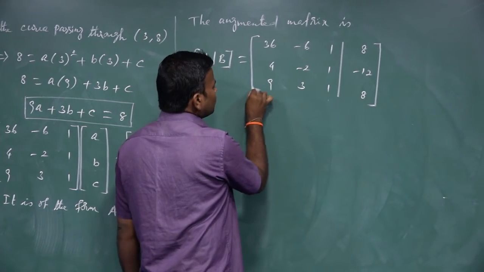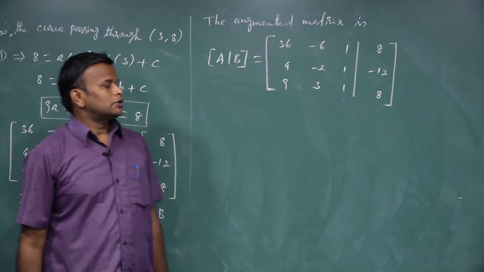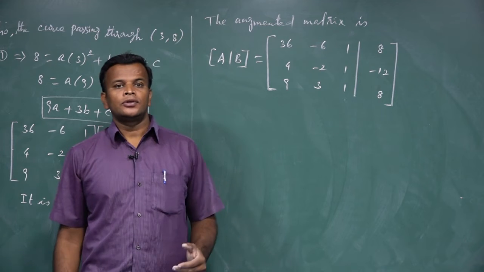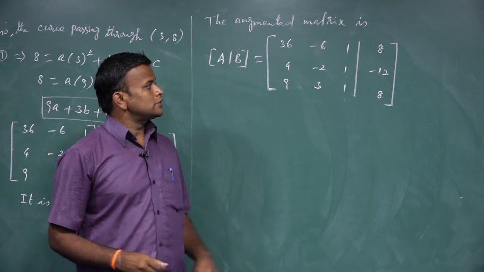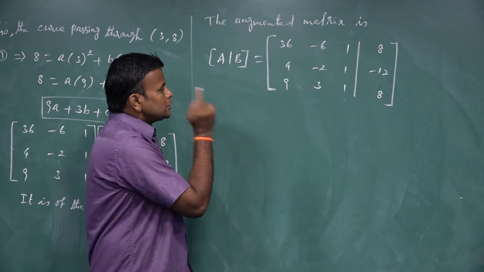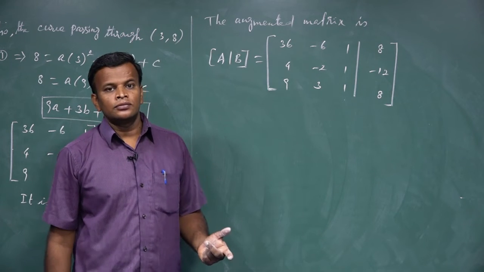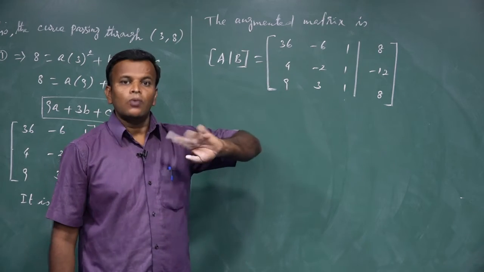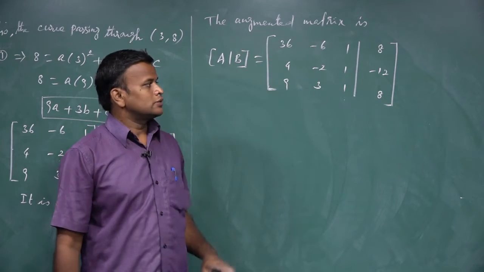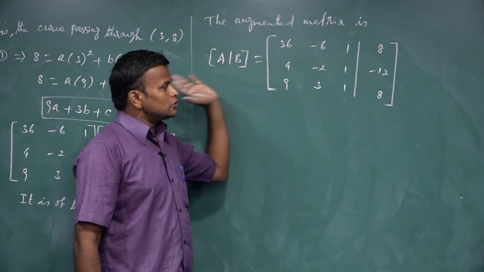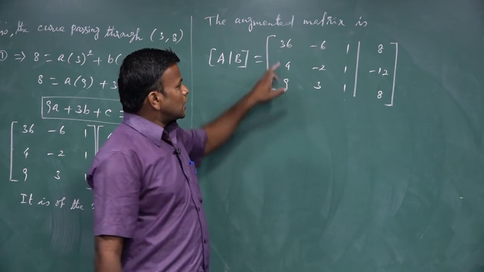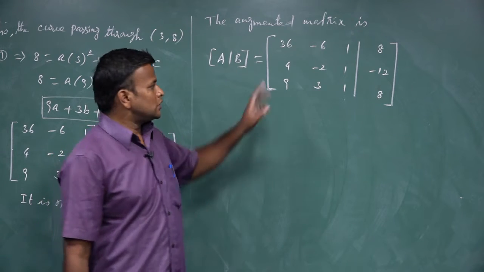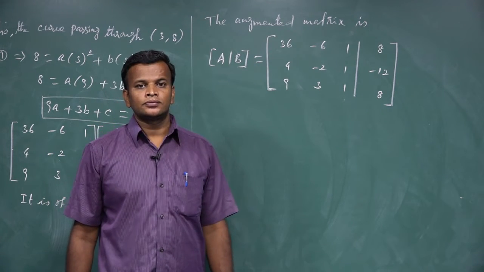So the augmented matrix is done. The next step is to convert this matrix into echelon form. In echelon form, the first row, first column element should be 1, but here it is 36. We do only row operations, we don't change the columns. In the second and third rows also, there is no 1. So in this sum, getting 1 is impossible.